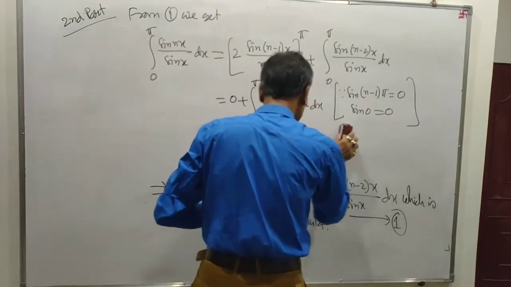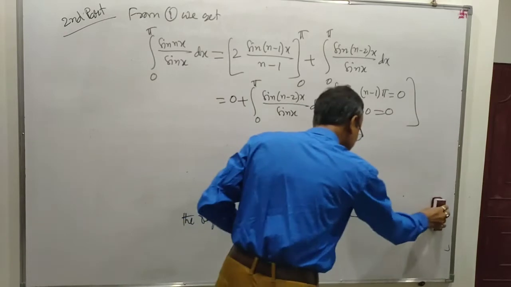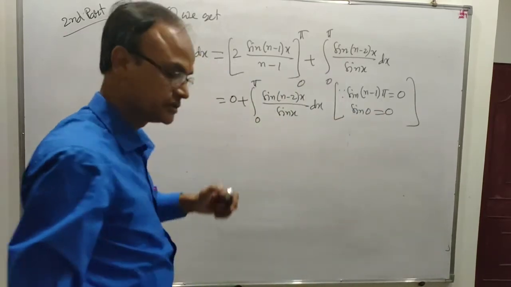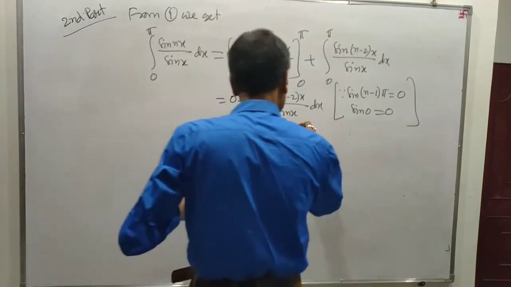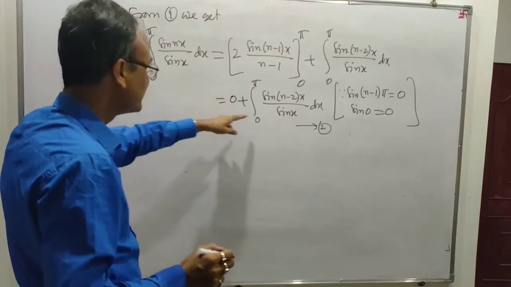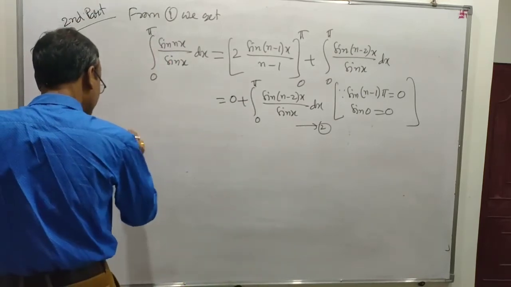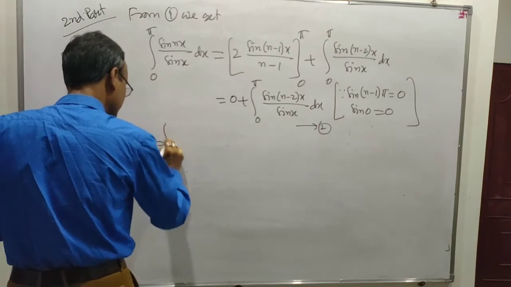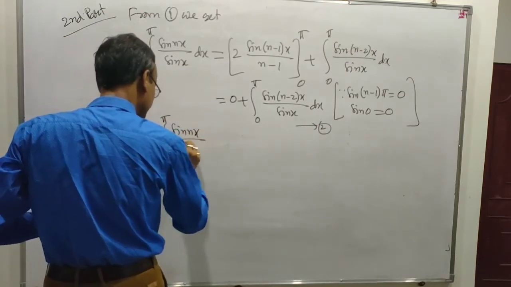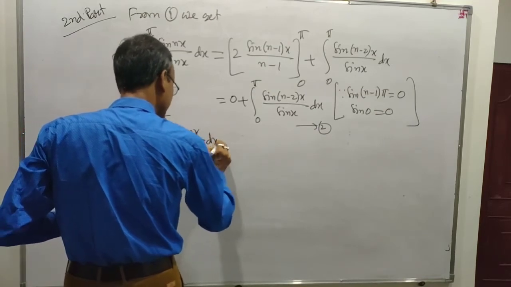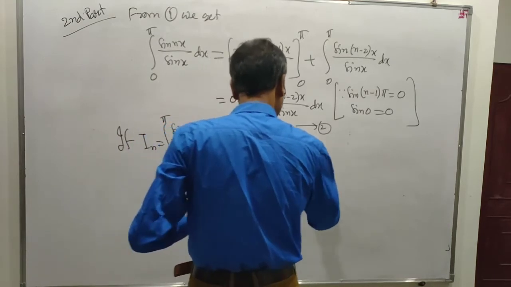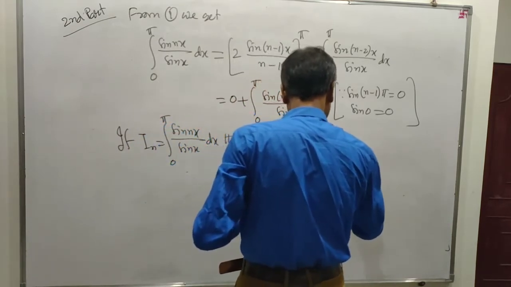Suppose this is number 2. Left side is the integral from 0 to pi of sin nx by sin x dx. If I n equals the integral from 0 to pi of sin nx divided by sin x dx, then from 2, I n equals I n minus 2.